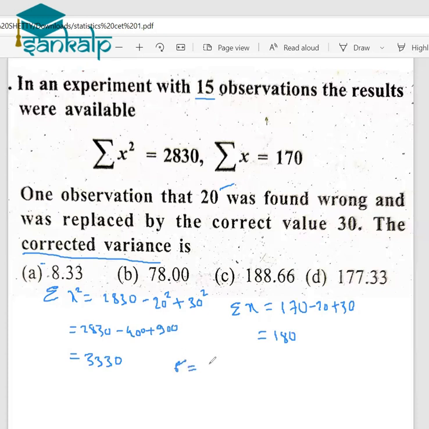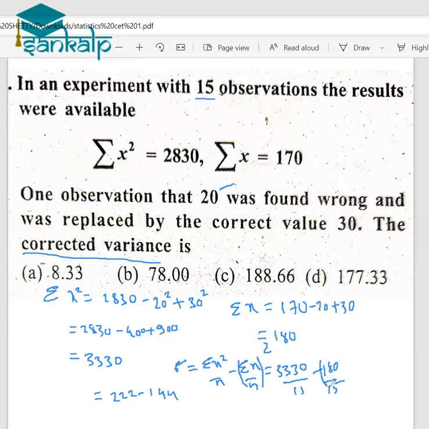We can calculate the variance using the formula sigma x square upon n minus sigma x upon n. On substituting the values, we get 3330 divided by 15 minus 180 upon 15. On simplifying further, we get 222 minus 144. Here we need to take the square of this.